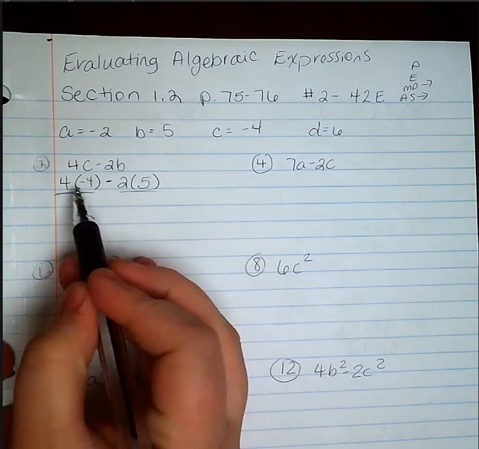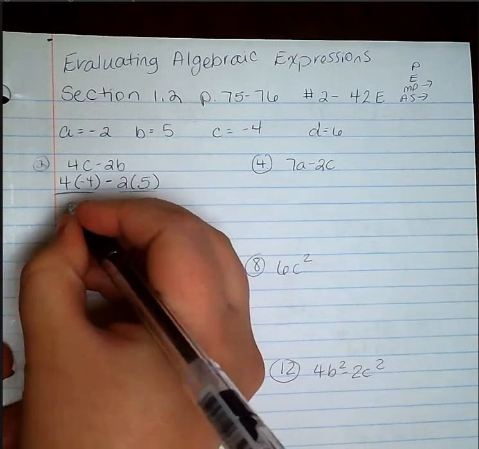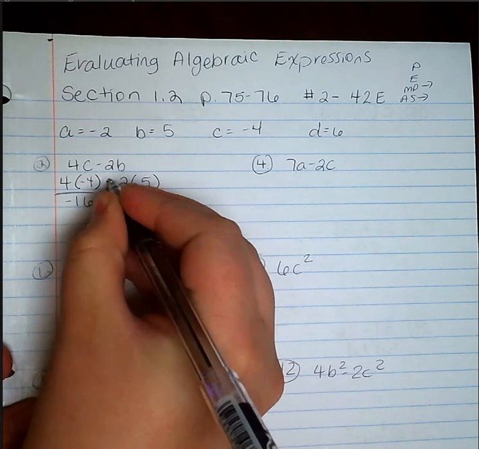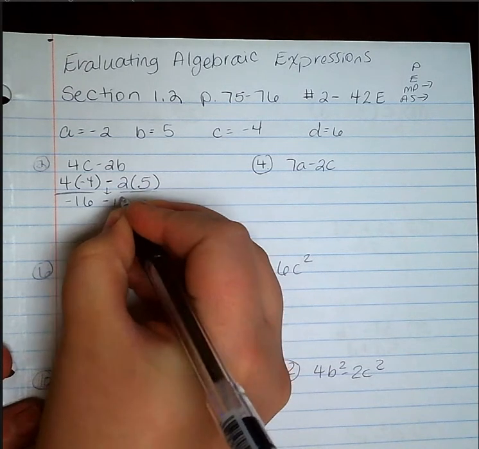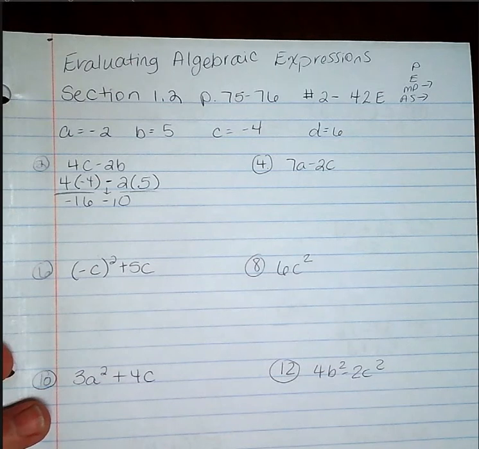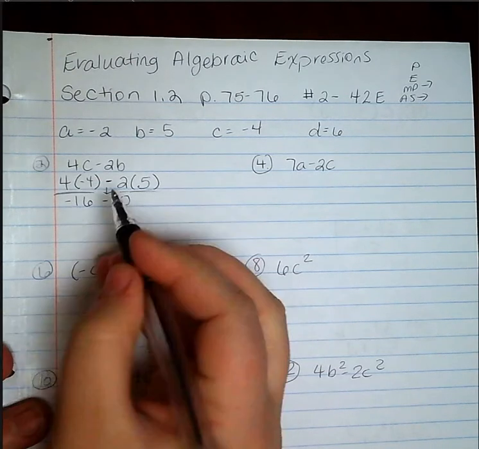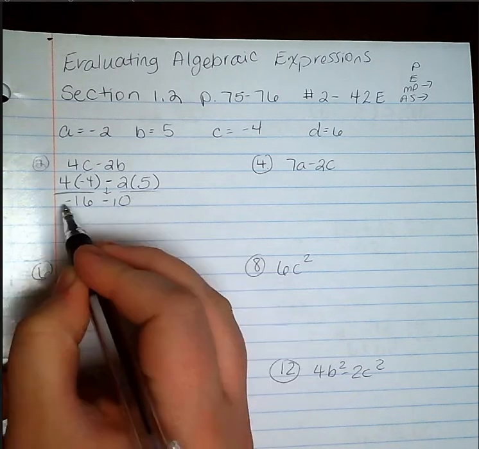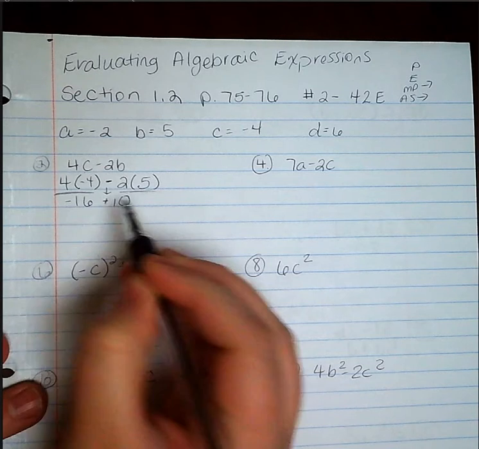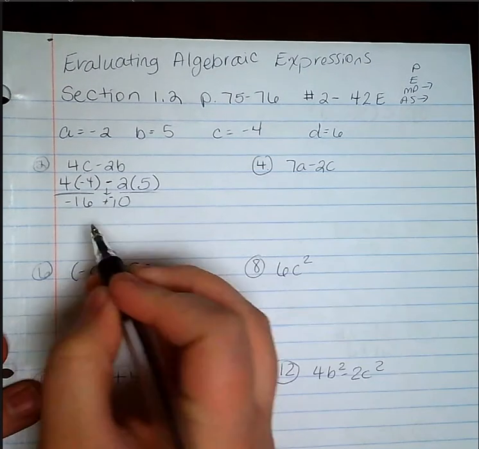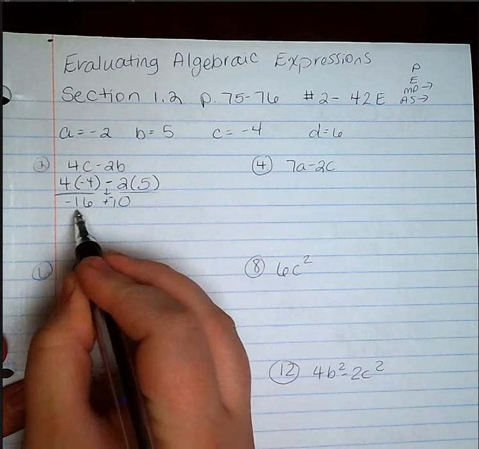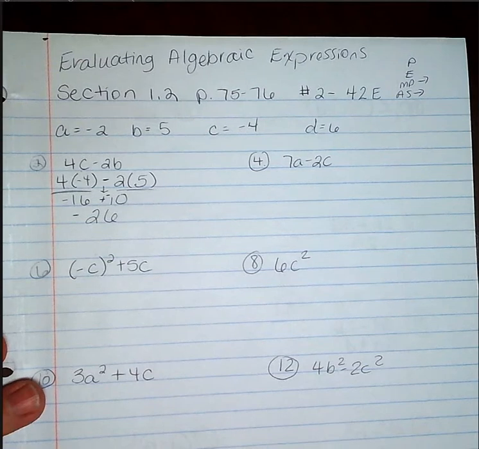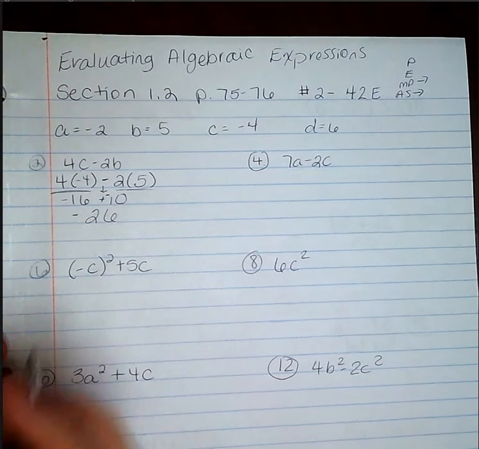So 4 times negative 4 is negative 16. And then negative 2 times 5 is negative 10. Then subtraction: negative 16 minus 10. Remember, your rule for subtraction is keep, change, opposite. You're adding and your signs are the same, so you add them together and keep the sign of those numbers. So for problem number 2, your answer is negative 26.